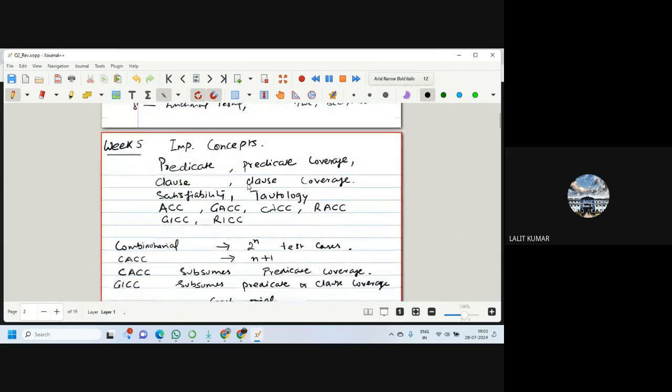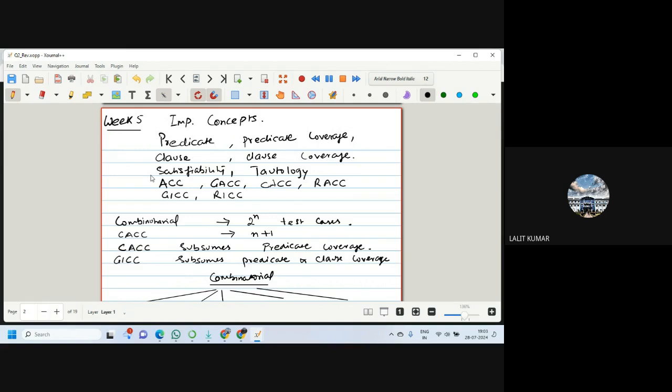So let's come to week 5. The important concepts already covered are predicates, predicate coverage, clause coverage, satisfiability, and tautology. Then ACC, that is active clause coverage, then GACC, general active clause coverage, which is akin to ACC. Then we had CACC, RACC, GICC, and RICC. We did a session on these topics last week. However, I will do it again for the newcomers.